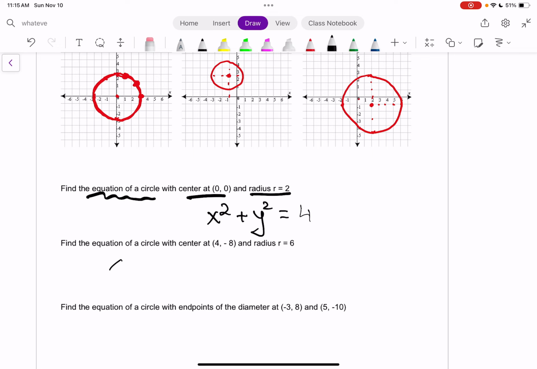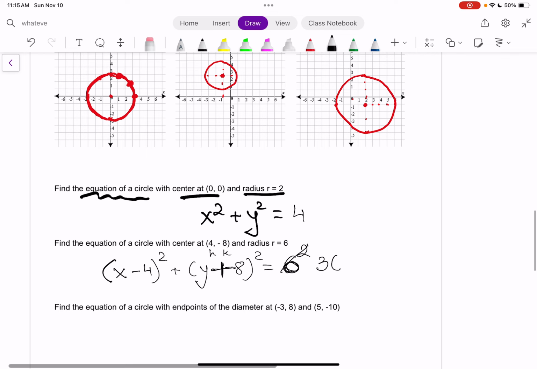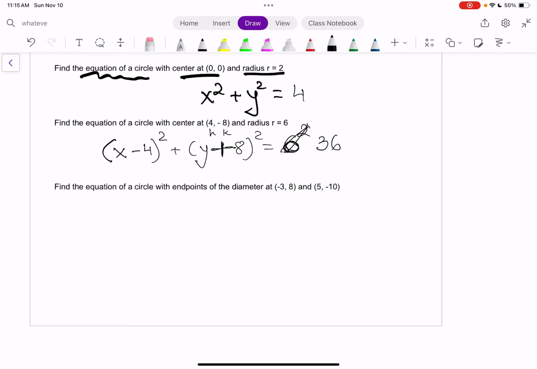Find the equation of a circle with center at 4, -8. So x minus 4, y minus -8 is equal to the radius squared. So when I fix this, there you go, x minus 4. Do not distribute anything. Leave it in this factored form. X minus 4 squared, y minus a negative means a plus, yes? And 6 squared is, of course, 36. Okay. So just how easy it goes.